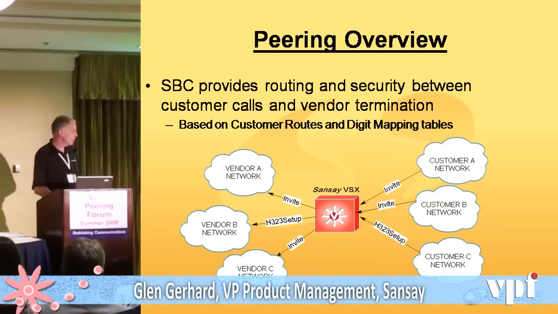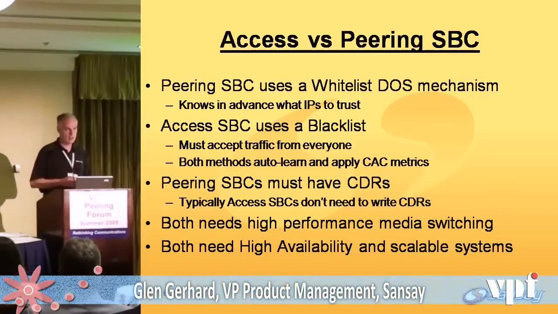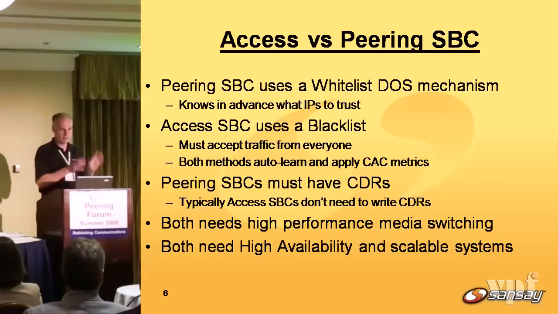For instance, on the access SBC, your DDoS protection is essentially made from a blacklist, which means you have to accept traffic in from everybody. On a peering SBC, you already know in advance what your termination points are. You have IP addresses and FQDNs, and that's your peering point. You don't have to even listen to anybody else. So that's basically a whitelist. As you configure an endpoint, you now have created access through your DDoS protection for that device.